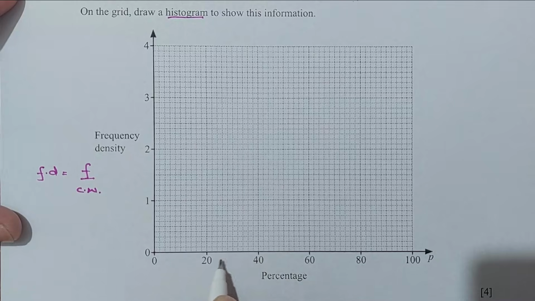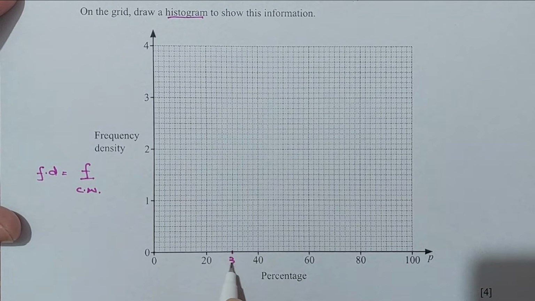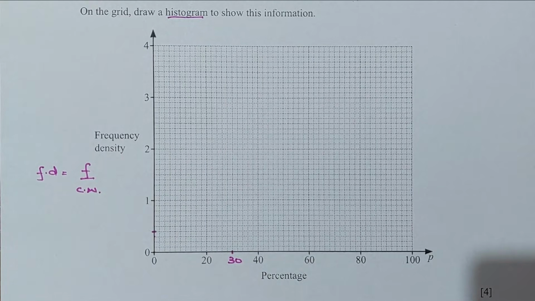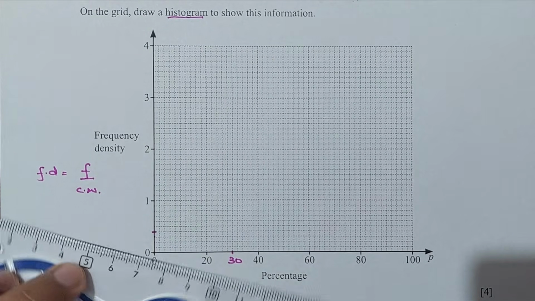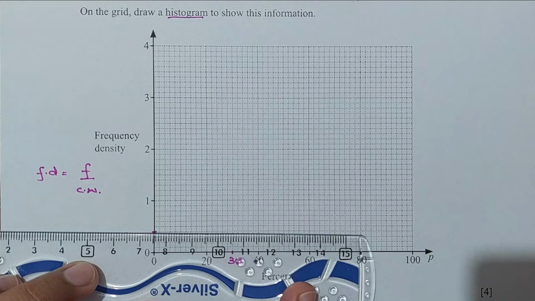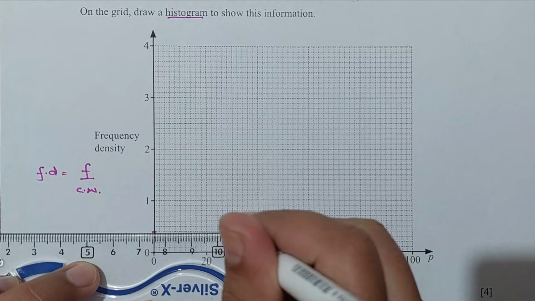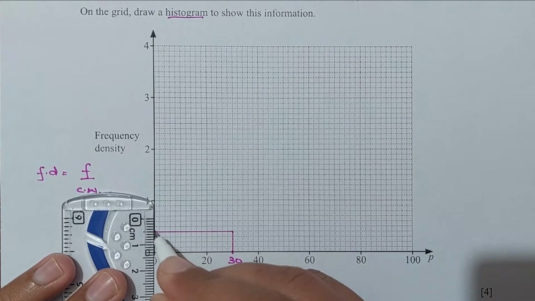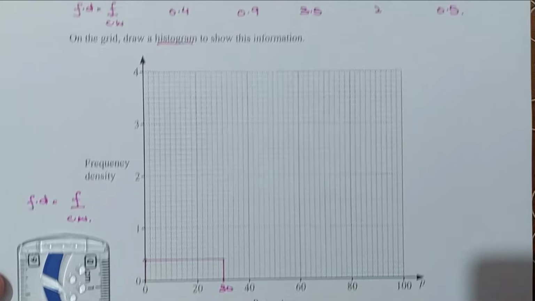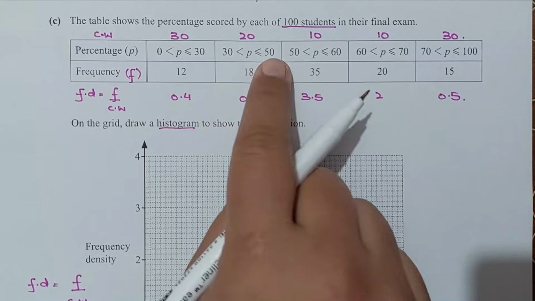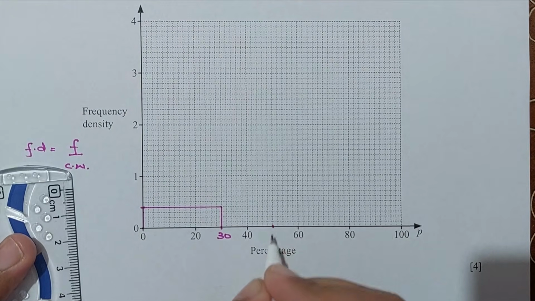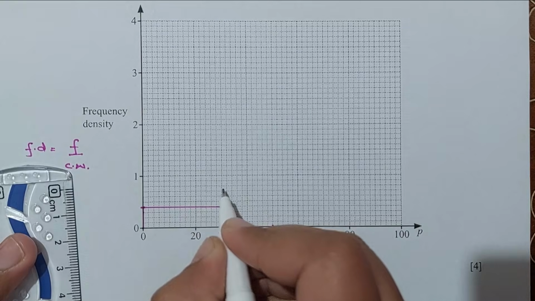Between 0 to 30, the frequency density is 0.4. 0 to 30 is over here. 0.4, 0.1, 2, 3, and 4 is over here. Okay. Between 0 to 30, the frequency density is 0.4. Now from 30 to 50, 0.9. 30 to 50, 50 is over here. This is 0.9.